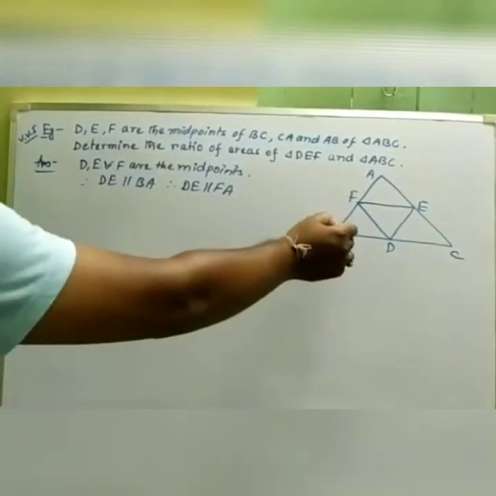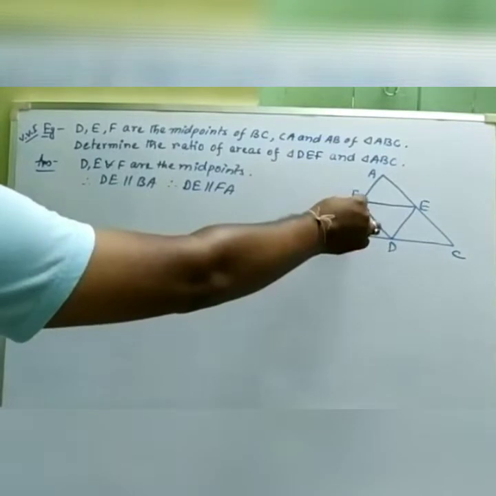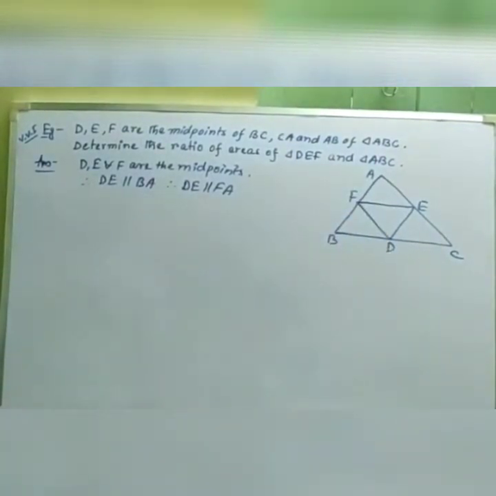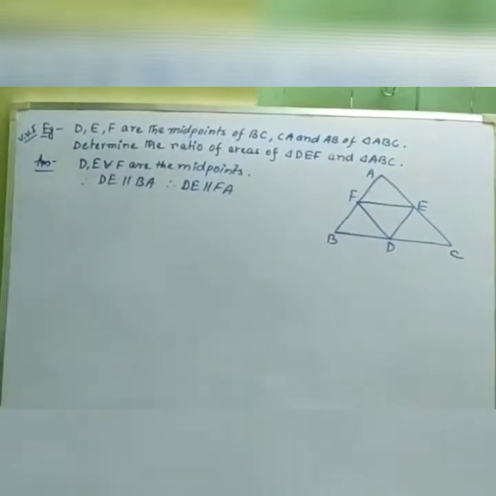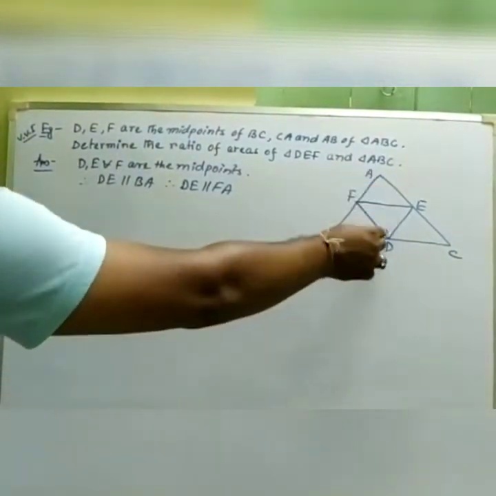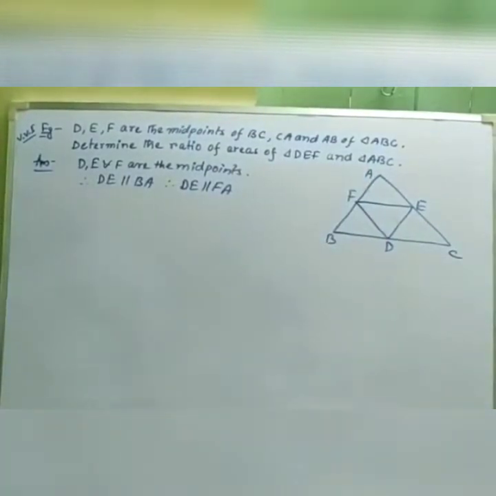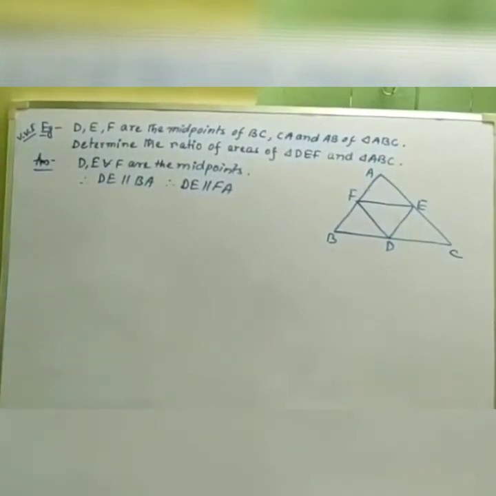So if DE is parallel to BA, then FA is also parallel to DE. So we have these two sides parallel. Okay, so that means this is a parallelogram. AEDF is a parallelogram. Okay, so that is what we need to prove.